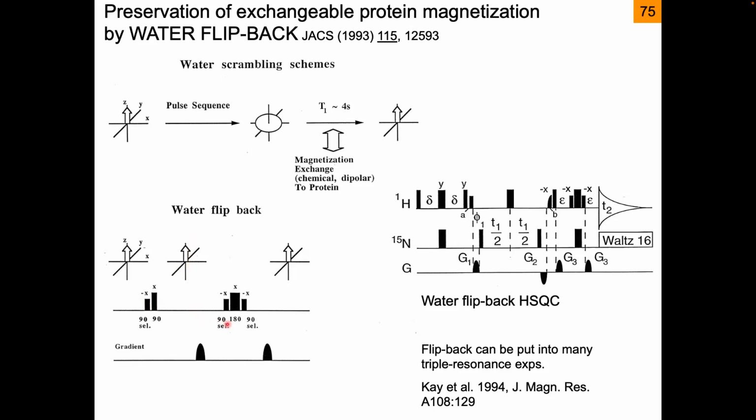And then here, this element is actually an element of a Watergate sequence where you have a 180° hard pulse, and it's preceded by a minus 90° soft pulse on water and followed by a minus 90° soft pulse. And the net rotation on water will be 0. And by that, also the water stays along the Z-axis. And this is implemented here in this water flip-back HSQC. And you can put this into many, many other sequences.